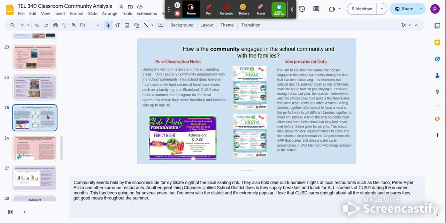Community events held by the school include family skate night at the local skating rink. They also hold dine-out fundraiser nights at local restaurants such as Del Taco, Peter Piper Pizza, and other surrounding restaurants. Another great thing Chandler Unified School District does is they supply breakfast and lunch for all students of the district during the summer months. This has been ongoing for several years, and the years that I've been working at the district, and it's extremely popular. I love that CUSD cares enough about all the students and ensures they get good meals throughout the summer.